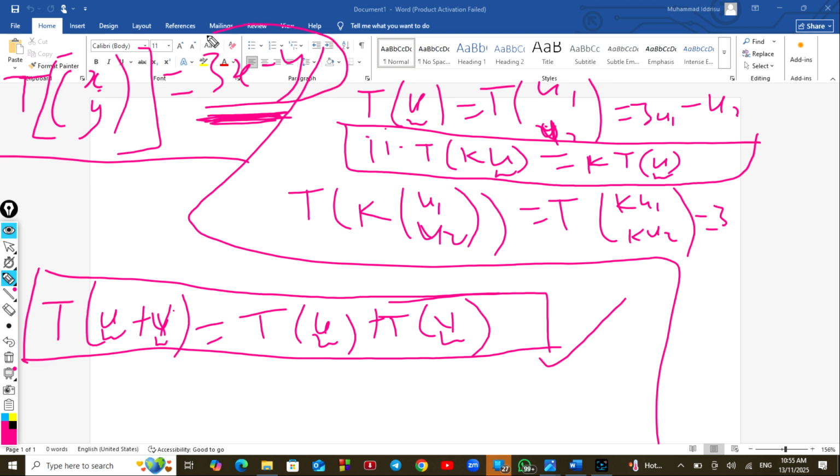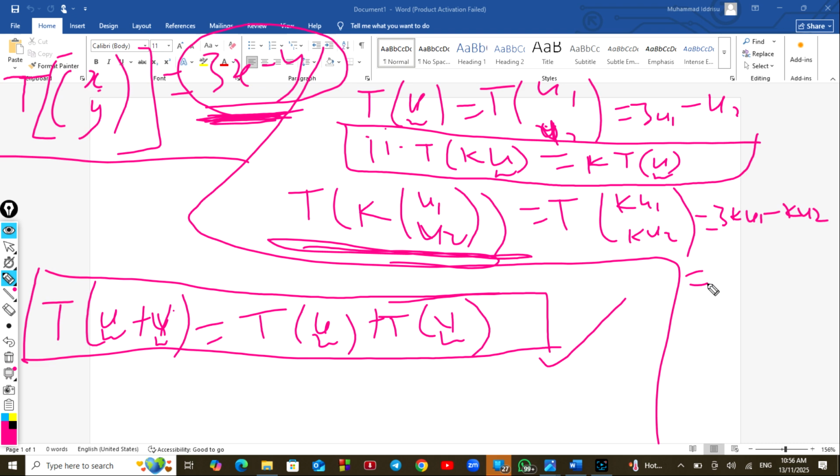So if we come back to this guy, this is the definition of the transformation. It's 3x minus y. So in place of our x we have what? ku1 minus, in place of our y we have what? ku2. This means that our transformation, so let me just write the answer. So without repeating the transformation, so this is what we are finding. So this is equal to, so we have 3ku1 minus ku2.